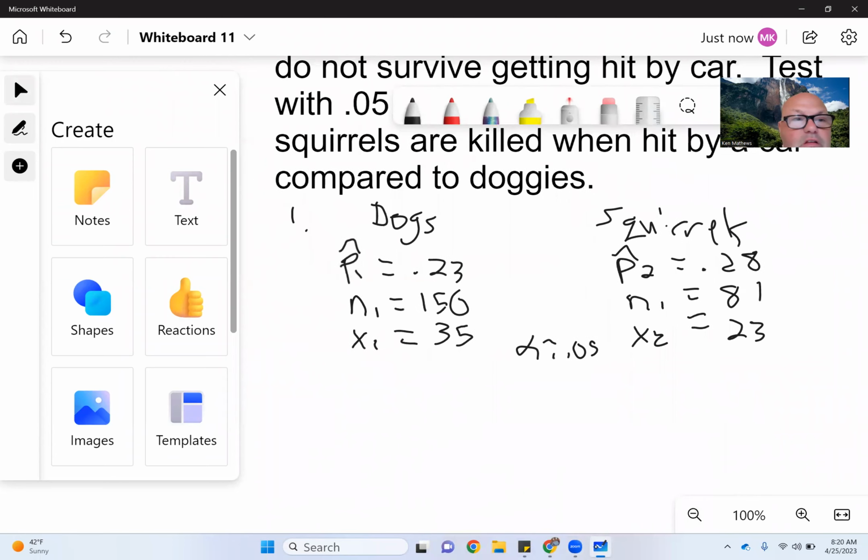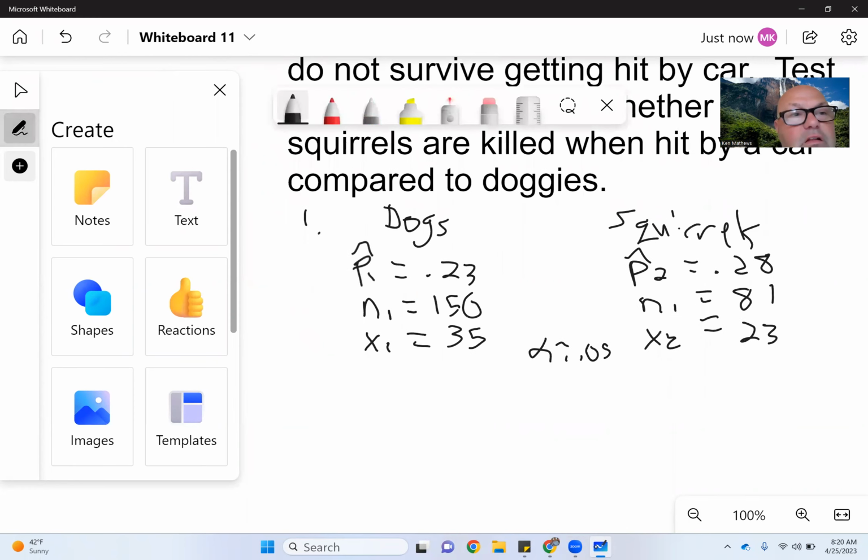Okay. So now we're ready to write our null hypothesis. Well, actually, we need to say what kind of tail this is going to be. We're saying that squirrels are greater than dogs, so the proportion for dogs minus the proportion for squirrels is going to be less than 0 because we're saying the squirrels are bigger. So that would be a left tail test. So it's a left tail z-test because it's proportions.